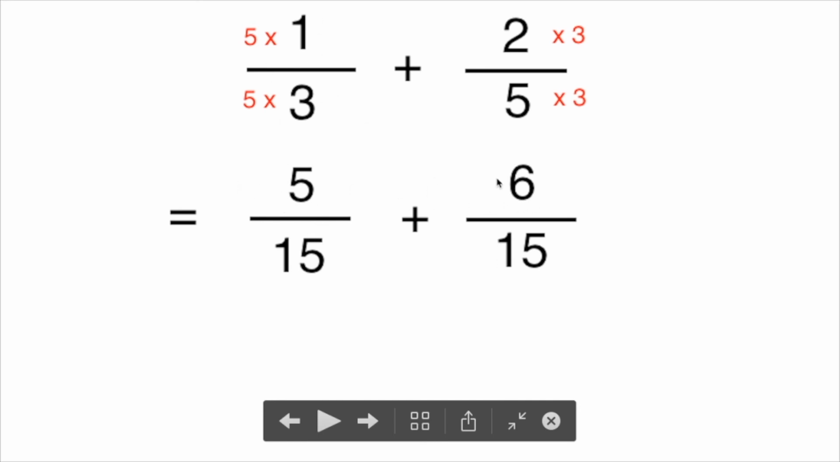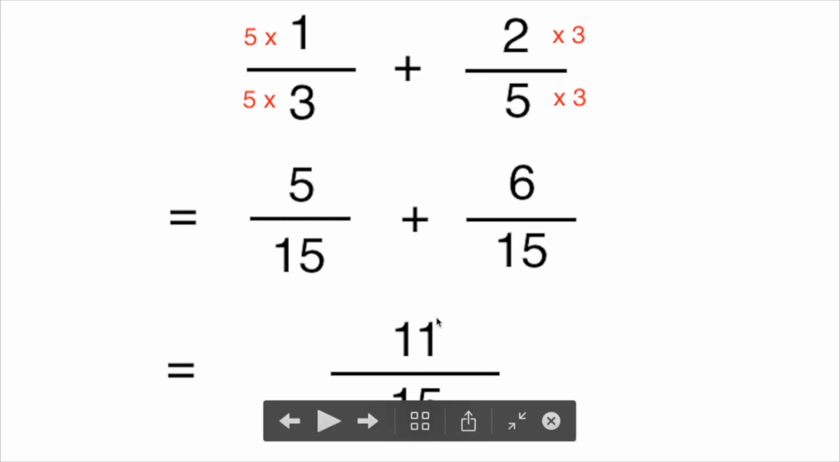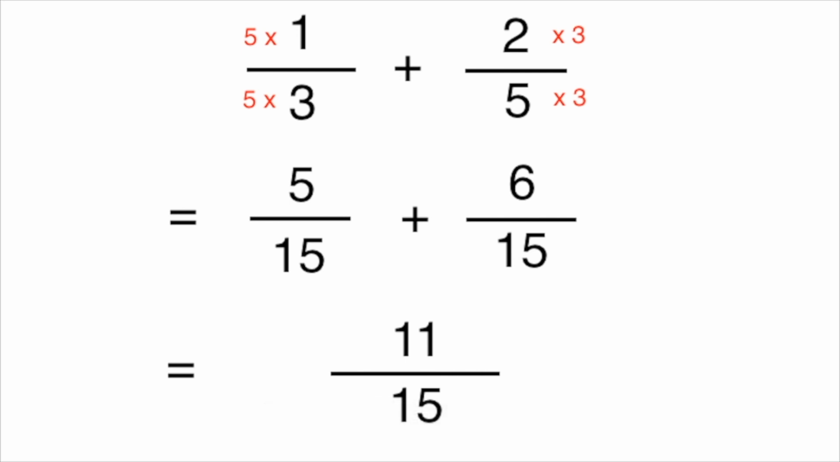Okay? And then, well, now we have the same denominator. So we can add these two, just like we did before. So denominator is going to be the same. And we add the two numerators. 5 plus 6 is 11. And then denominators were 15 and 15. So we get 11 over 15.